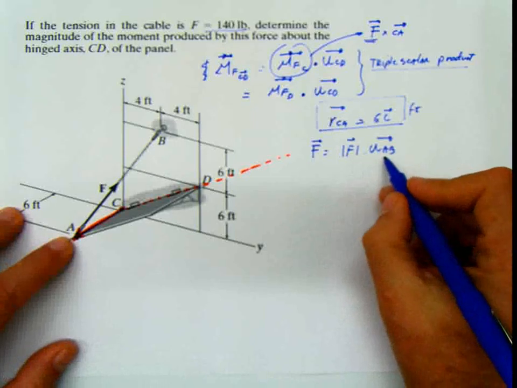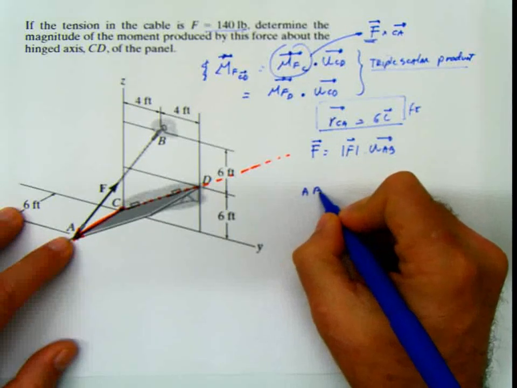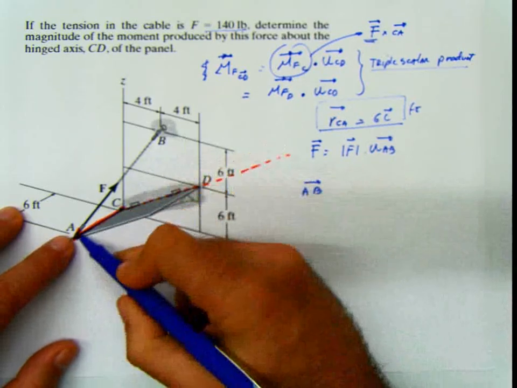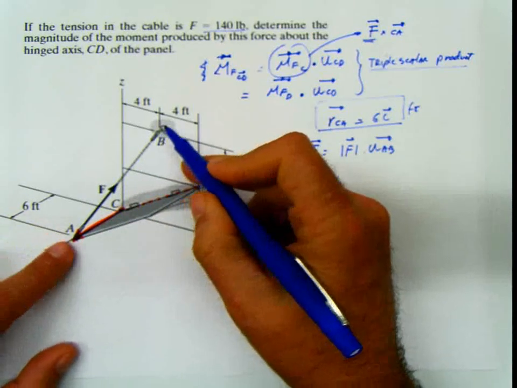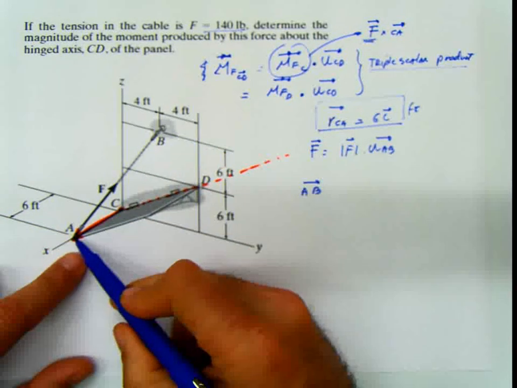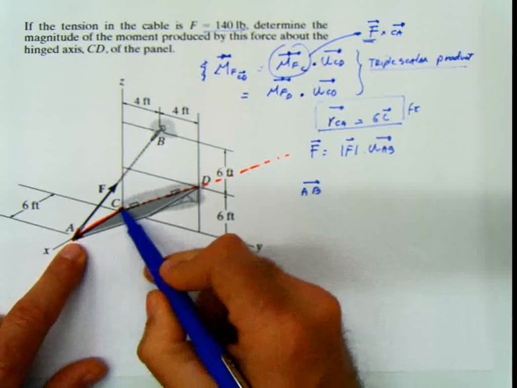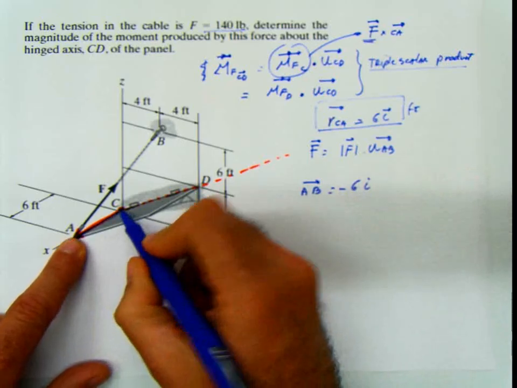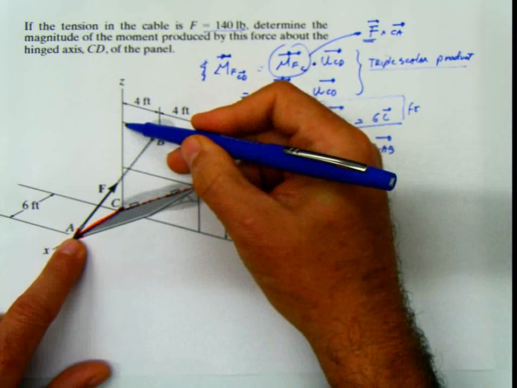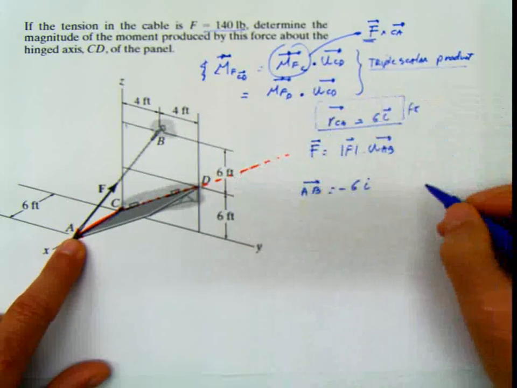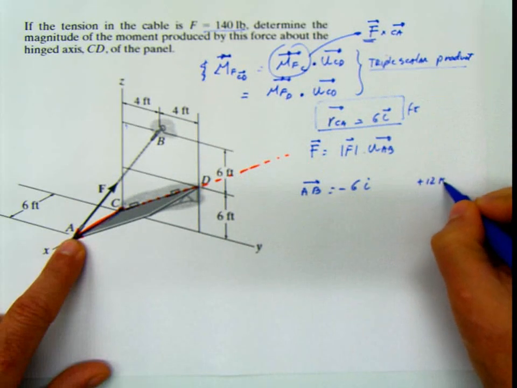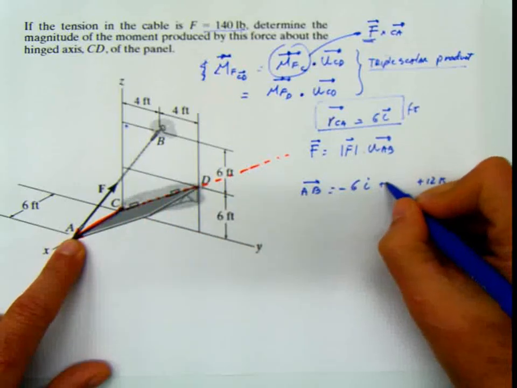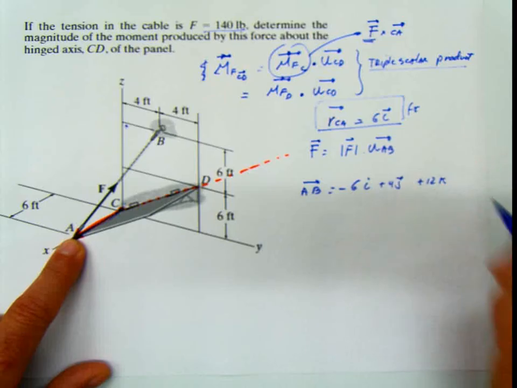Magnitude 140. So let's start with the vector AB. If I want to calculate the vector AB, it's going to be from here to here. That means that vector is going to be negative 6 in I. Why negative? Because it's going back. Then I'm going to go up in K, 12. And then I have to go in this direction in J, I mean Y, so it's 4 in J.